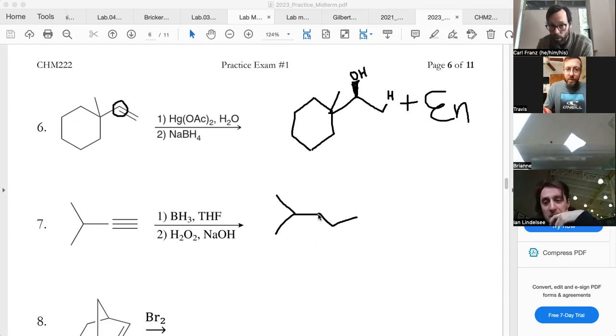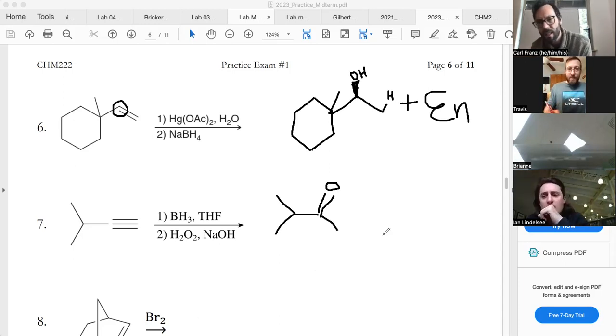So if it were Markovnikov, it would say, oh, well, this one, that's secondary, so I'm going to put it here instead. But these hydroborations are anti-Markovnikov, so we know that it goes on the end there. It goes on the less substituted carbon. That's going to be the tricky part for the exam, just keeping track of all this stuff.